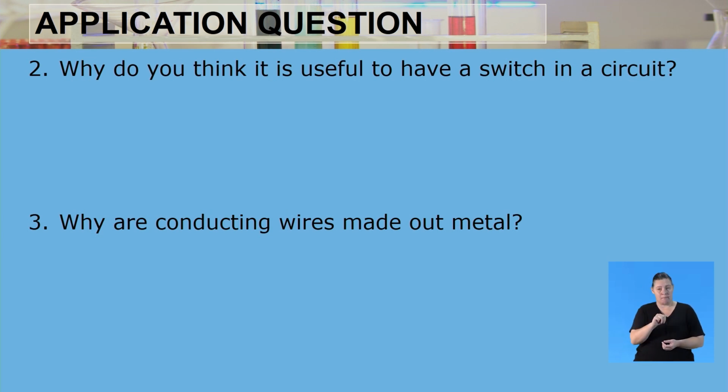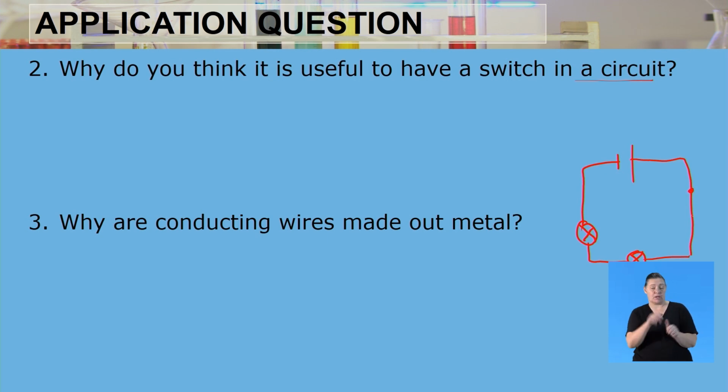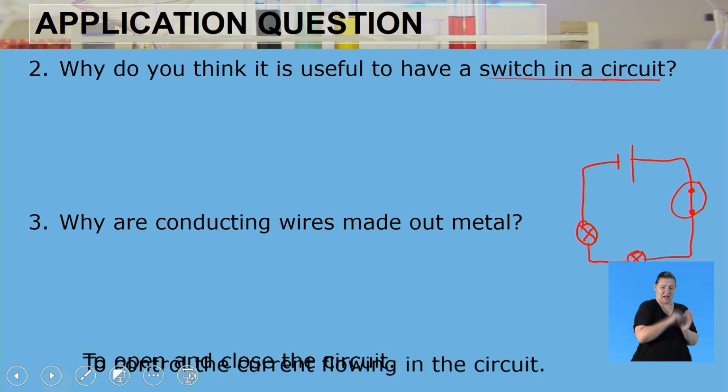We are asked, why do we think it's useful to have a switch in a circuit? So looking at that diagram that we had, or we can just draw another one on the side. We can have any diagram with a light bulb, another one maybe here with a closed switch. Now the question is asking, why do you think it's useful to have a switch in a circuit? Why do we need to have this, either closed or open? What is the importance of this switch in this particular diagram, or in any circuit diagram that we can have?